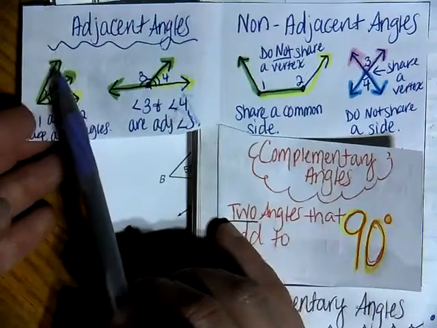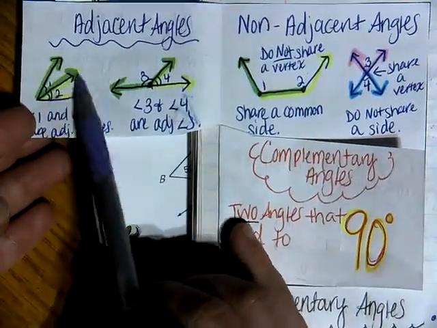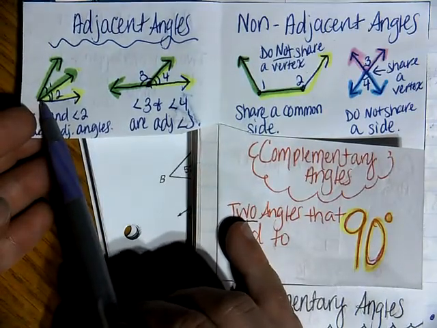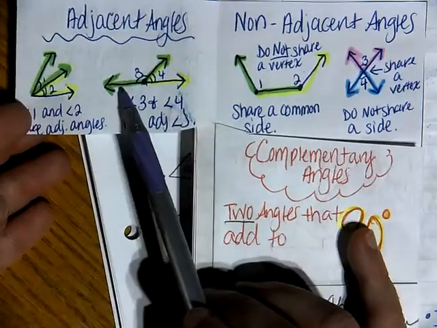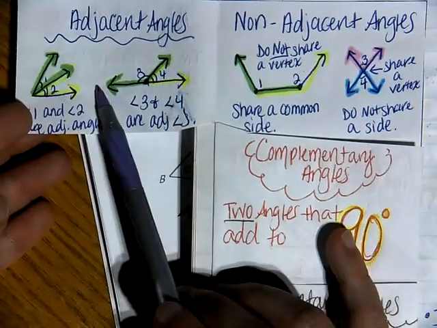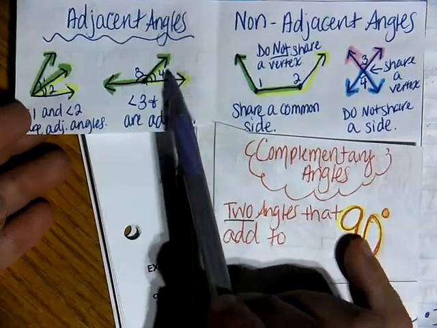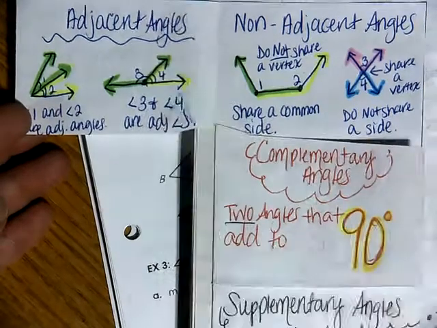An example of adjacent angles: we have the green angle and the yellow angle. They both share a side and they both share a corner, that vertex. Here is another example. These two angles together add to equal a straight line, and they are adjacent angles because they share a common endpoint and they share a common side.